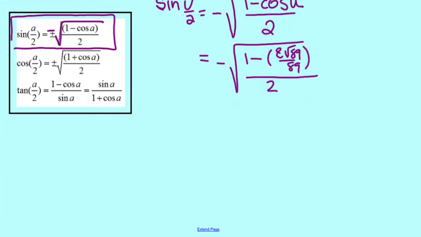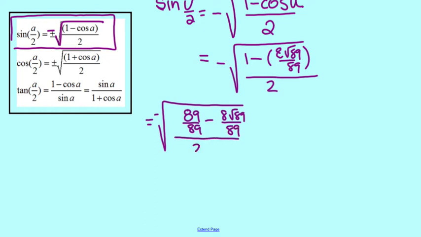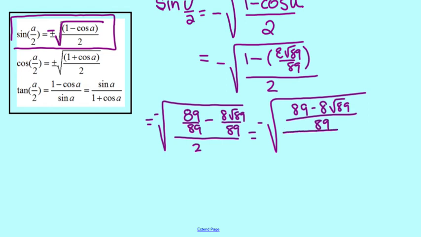All right, we have some simplifying to do. Let me give myself some more room here. I'm going to change that 1 to 89 over 89 minus 8 square root of 89 over 89, all over 2. Combine the two fractions together in the numerator: 89 minus 8 square root of 89, over 89, all over 2.